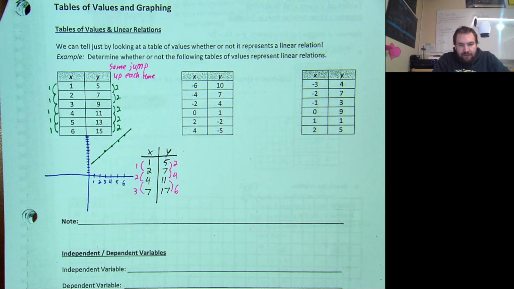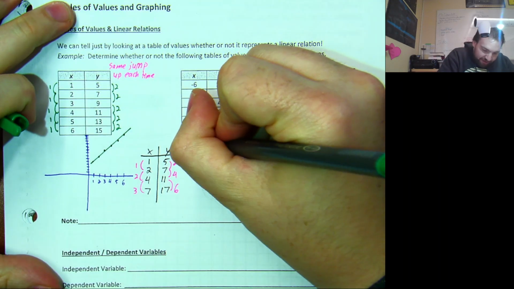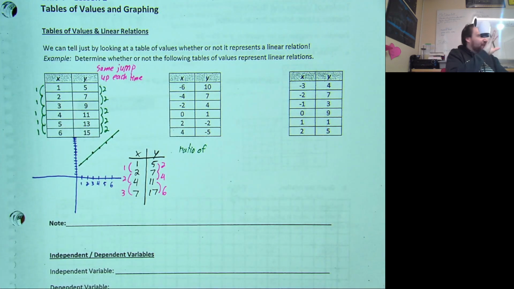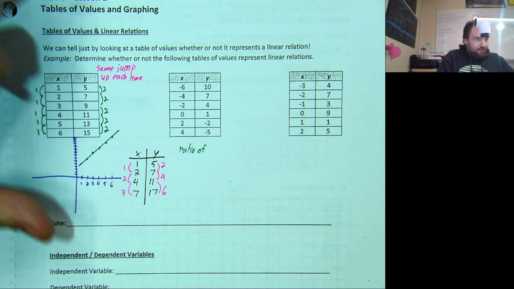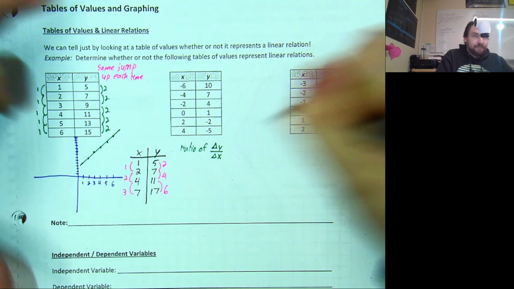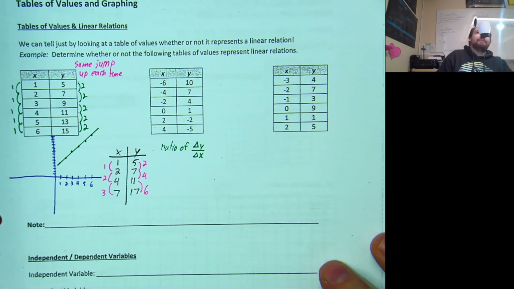So what do we need? Is saying the same jump up each time enough? No, it's not. What do we need? Yes, it's a ratio. Okay? So let's look at the ratio here. The way I'm going to write it is probably different notation than you've ever seen before. That's okay. Humor me. I'm going to write triangle y divided by triangle x. Humor me here.